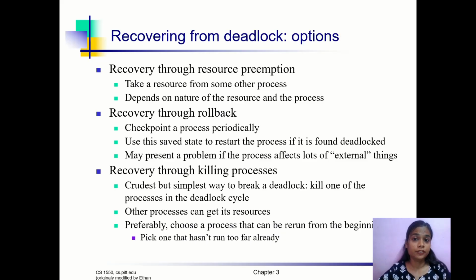This is how we recover from deadlock. Options include recovery through resource preemption, recovery through rollback, and recovery through killing processes. In recovery through resource preemption, how does it work? Take a resource from some other process, depending on the nature of the resource and the process.